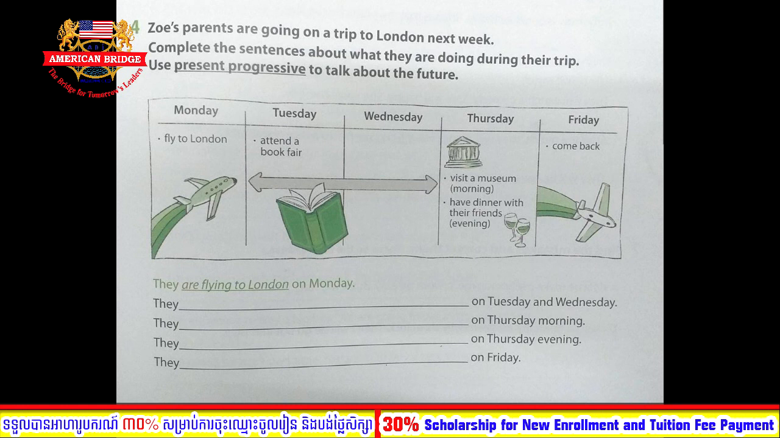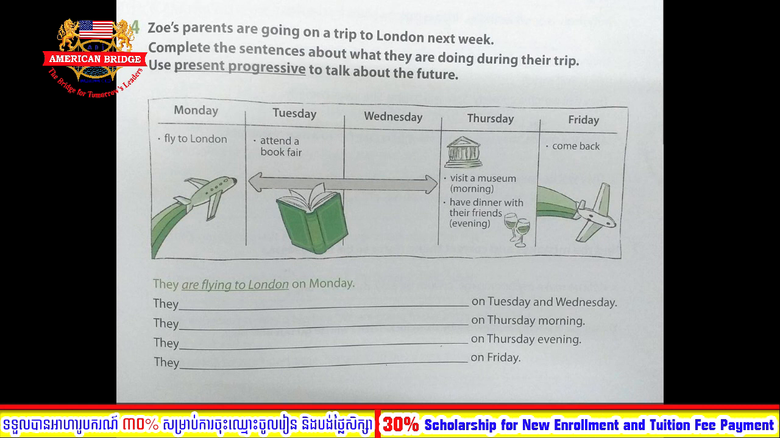That's right. So what you need to do here on page 51, you need to look at the pictures. Alright, we have Monday, Tuesday, Wednesday, Thursday, and Friday. The example in the green says they are flying to London on Monday. Now what you need to do is look at the end of each sentence. So we have they on Tuesday and Wednesday, they on Thursday morning, they on Thursday evening, they on Friday. Alright, so it should be easy, right? Remember again to use present progressive.